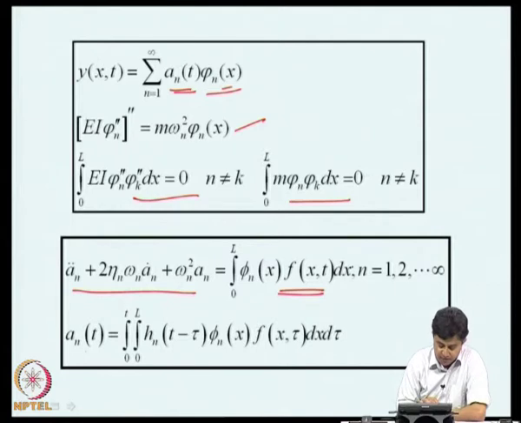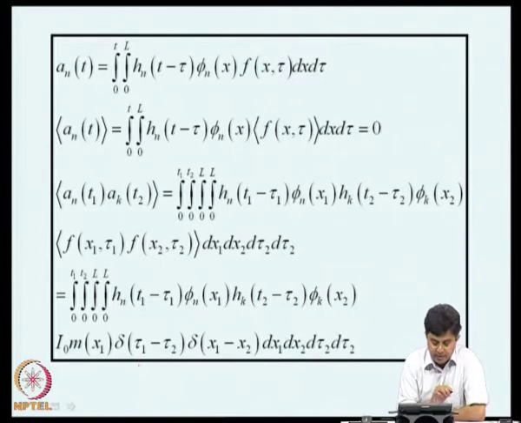A n of t therefore, in terms of the nth impulse response function for this system is given by this double integral. One of these integrals is with respect to space that arises in definition of the load, and the other one is the integral that appears in the Duhamel integral or the convolution integral. This is in time, this is in space.